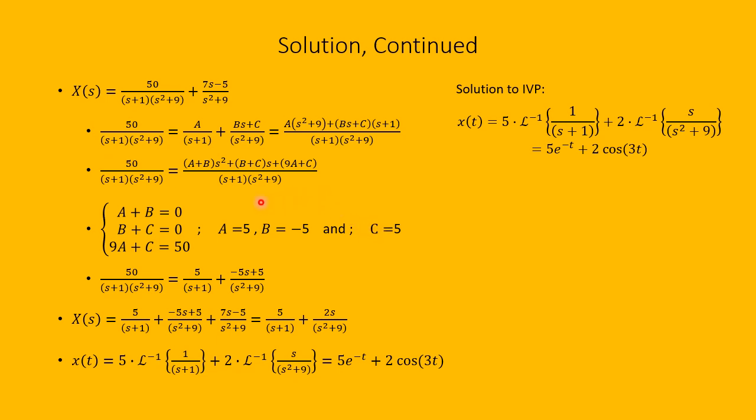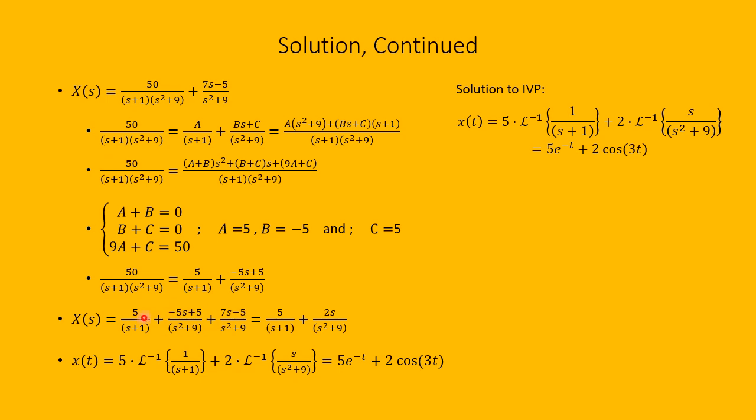So at this stage, we can plug those a, b, and c values back here to get a representation of this first fraction that we were looking at. So 50 over (s plus 1)(s squared plus 9) is 5 over s plus 1 plus, looking up here, (minus 5s plus 5) over s squared plus 9. Now, x of s was this fraction which we just decomposed, plus this other fraction. So at this stage, we can say that x of s is these two fractions plus this last fraction.